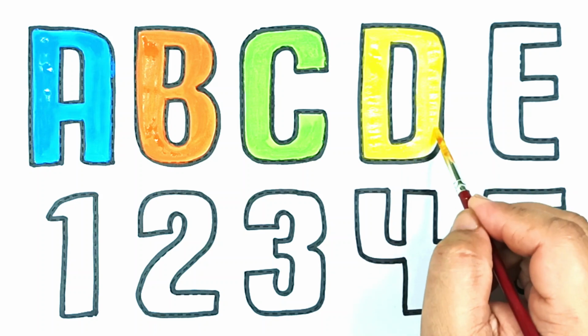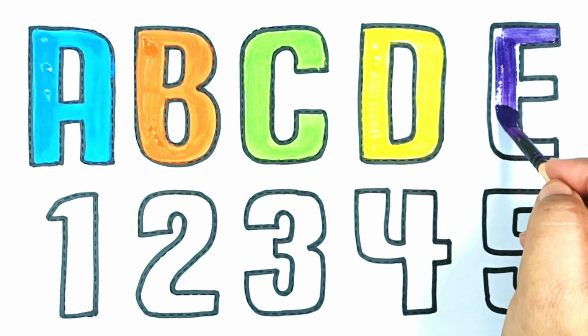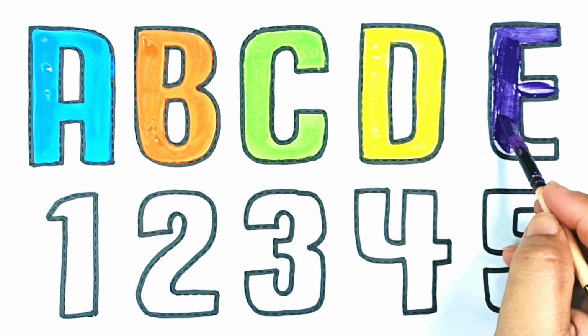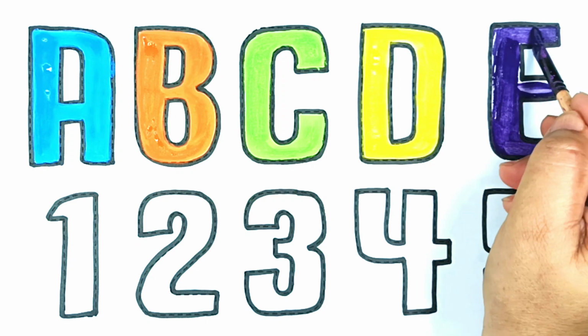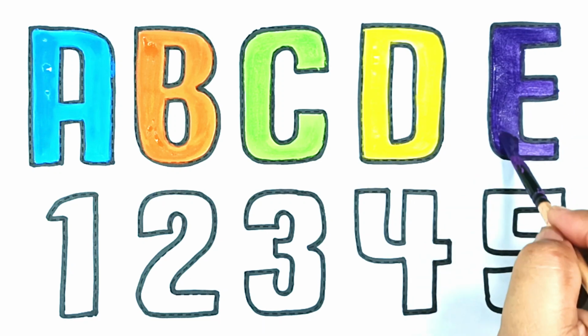D is for diamond. See how it shines. E is for elephant, bigger than me.